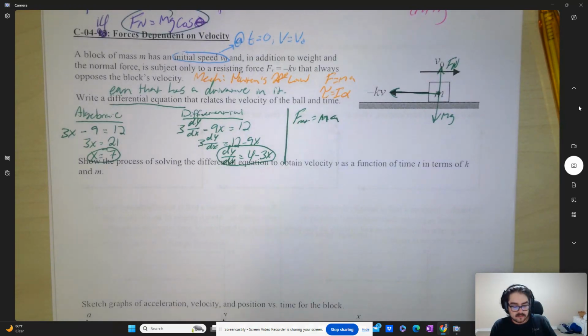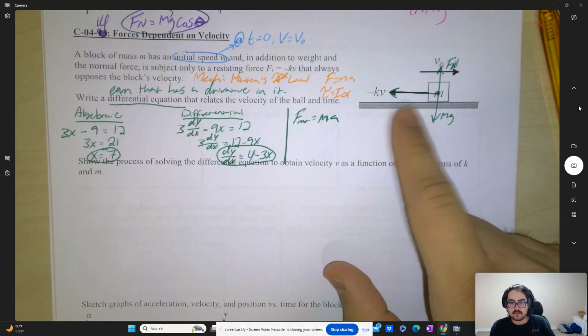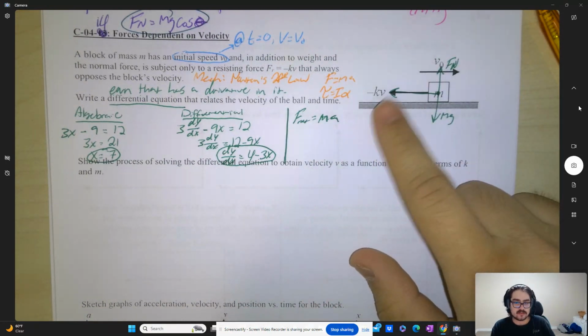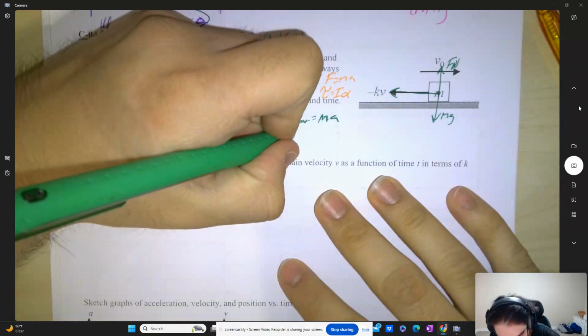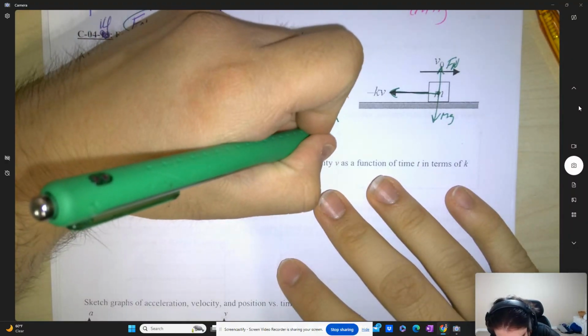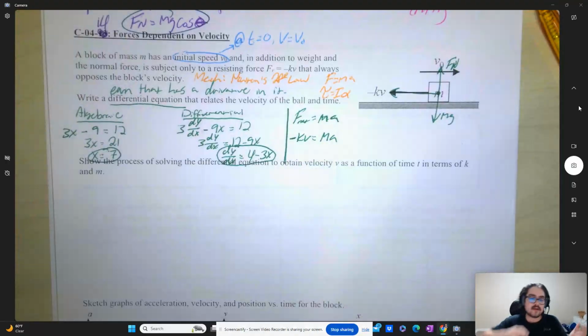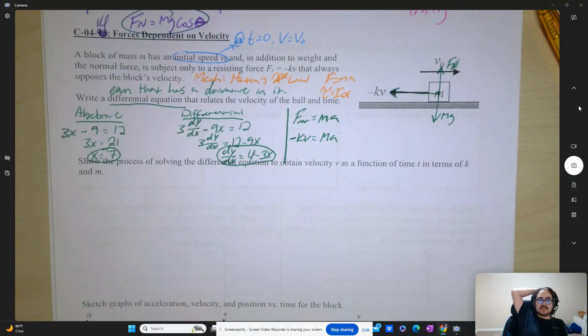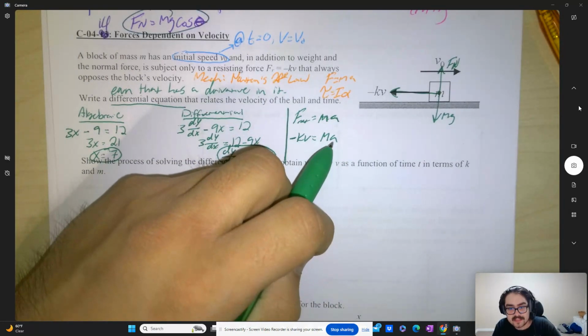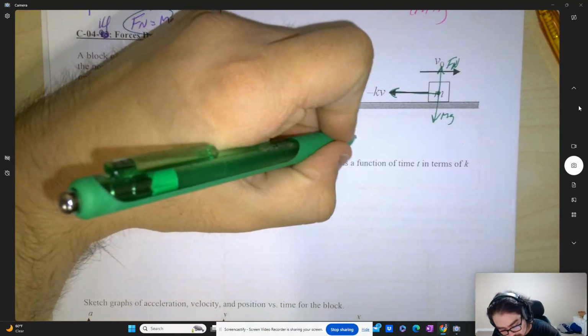And you'll notice that in the vertical direction, normal and mg cancel each other out, but in the horizontal direction, you just have negative kv. So the net force would be negative kv equals m times a. And now you're thinking, okay, well, this isn't a differential equation because we don't have a derivative in it. Except we actually technically do have a derivative, okay? Because acceleration is the derivative of velocity. Would that make sense? Can I write this like this?